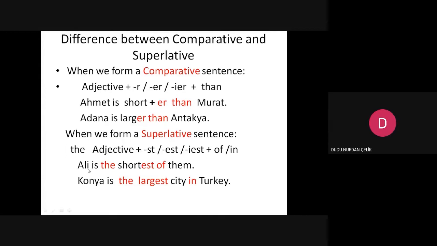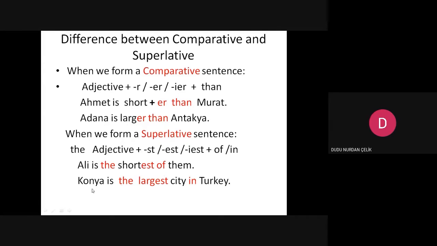How? Look, Ali is the shortest of them. What we did here is we compared Ali with a group. Them. Them is maybe Ali, Mehmet, and Mustafa. And we compared Ali with them. I mean with Mustafa and Mehmet. And choose Ali as the shortest and say Ali is the shortest of them.